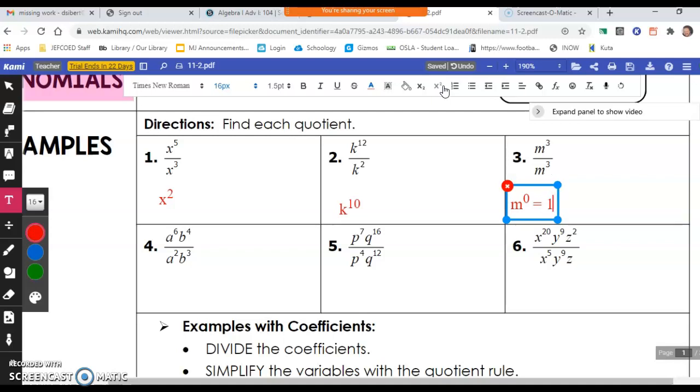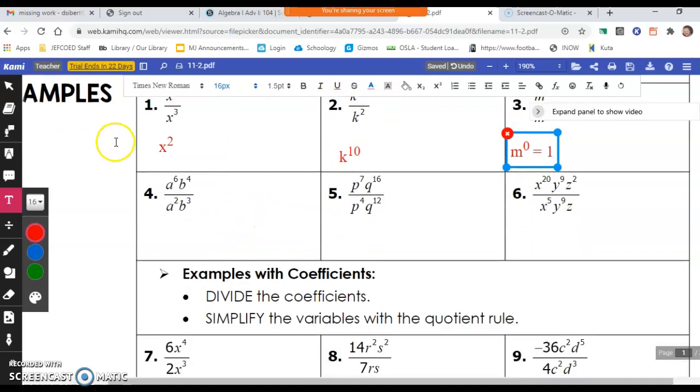Anything raised to the 0 power is 1. It doesn't matter what the number is, what the value is. None of that matters. Any value raised to the power of 0 will always be 1. Okay? All right. Looking at number 4.